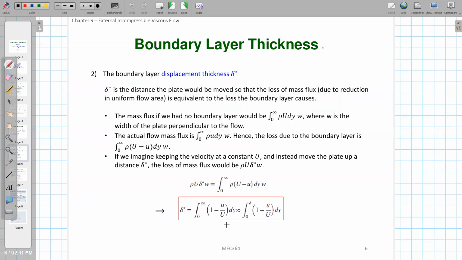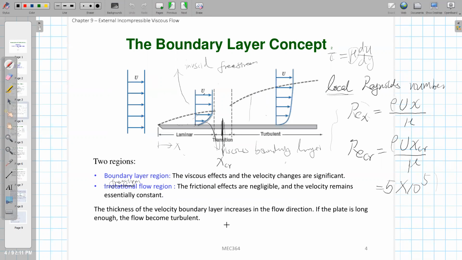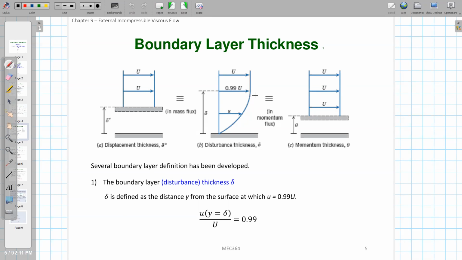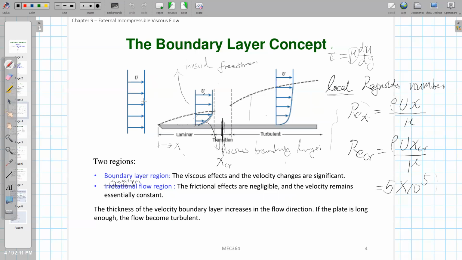This is the most simple way, but we also have other ways. The second way is a little bit more complicated, and this one is called the displacement thickness. So what does this mean? If you look at this velocity profile here, using this as an example, you remember that if we want to calculate the volume flow rate, we need to calculate the area here. So this area gives us the volume flow rate.